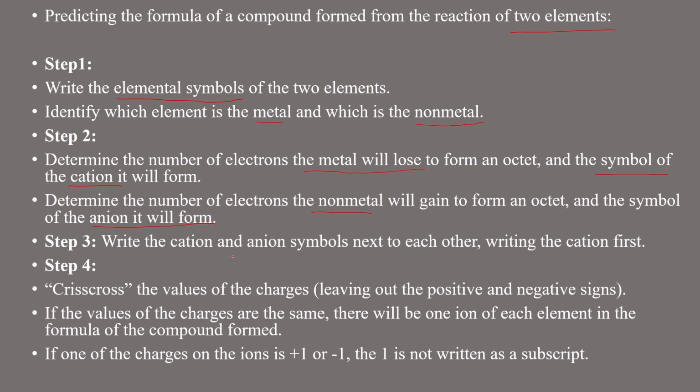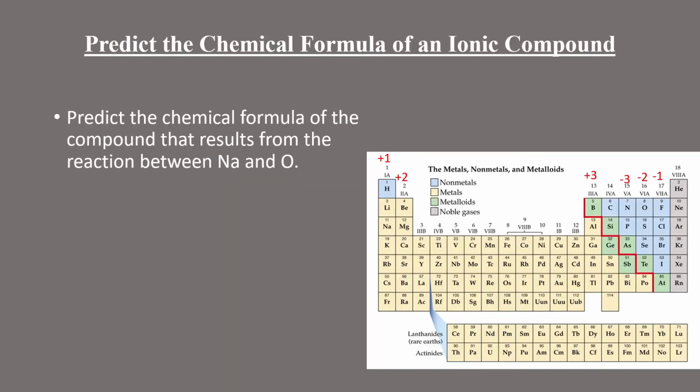Next, you will write the cation and anion symbols next to each other. Always the cation will be first and the anion will be next in that formula. The last step is to crisscross the values of the charges, leaving out the positive and negative signs. So let's do some practice, and these steps will be clear when we do that.